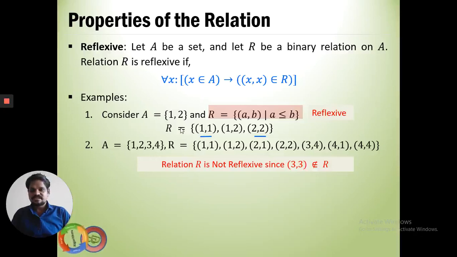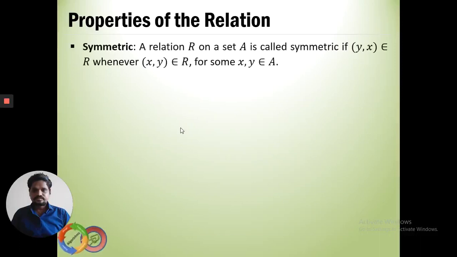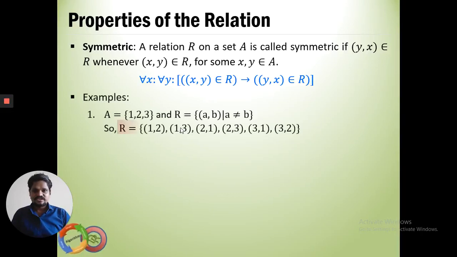Now symmetric: if X is related to Y, then Y must be related to X. Very roughly, I can say if Ajay is the brother of Vijay, then Vijay is the brother of Ajay. So it's a symmetric relation. Like that, if (X, Y) belongs to the relation, then (Y, X) also belongs to the relation.